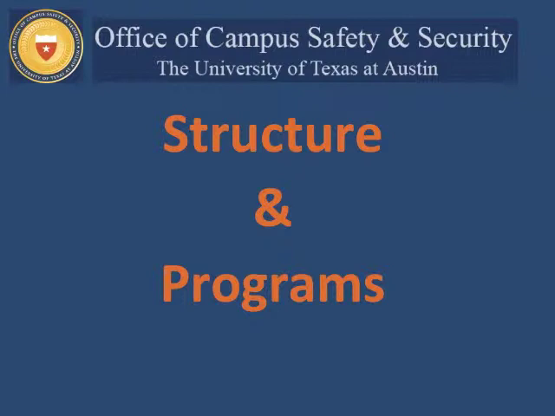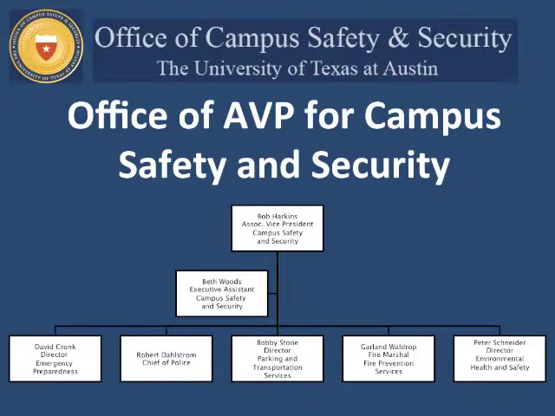And finally, in 2005, the decision was made by Dr. Clubb to form the Office of the Associate Vice President for Campus Safety and Security. That is the position that I hold at this point in time. I oversee the Director of Emergency Preparedness, the Chief of Police, the Director of Parking and Transportation, the University Fire Marshal, and the Director of Environmental Health and Safety.